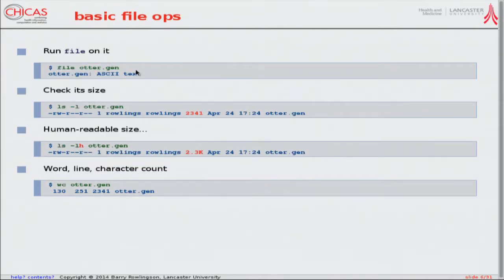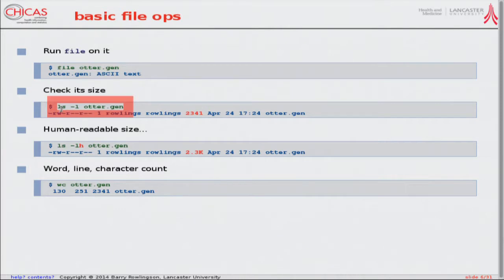So there's a file command. I sit there at the command line, type file otter.gen. It tells me what it is. Now, file is quite smart. It recognizes all sorts of file names, but it also looks into the file itself to see what kind of data is in there. So it can recognize compressed zip files and stuff like that. It's telling me this is ASCII text. And ASCII is an abbreviation for plain text with a particular way of encoding it, something that just us old guys will know about, but youngsters have probably never seen a text file in their lives.